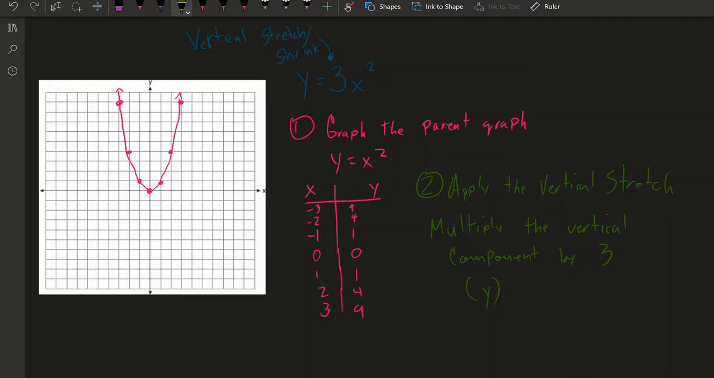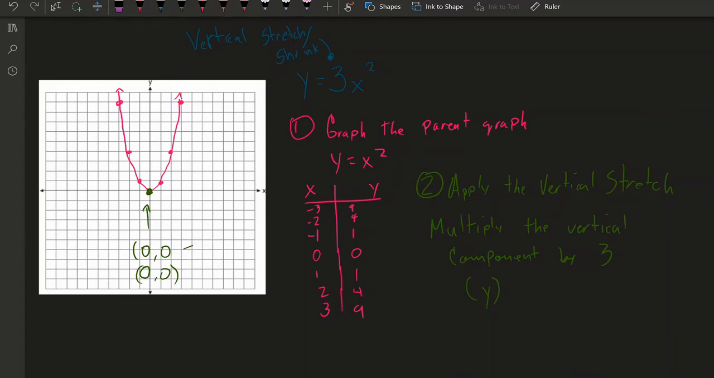So right here, this first point that we look at, we have 0, 0. So the x is 0, and the y is 0. So what I'm going to do is leave the x alone, and then I'm going to multiply the y by 3. So right here, I'm going to do 0 times 3, and that is 0. So this one is still 0, 0. That one doesn't move. I'm going to color that one in green.